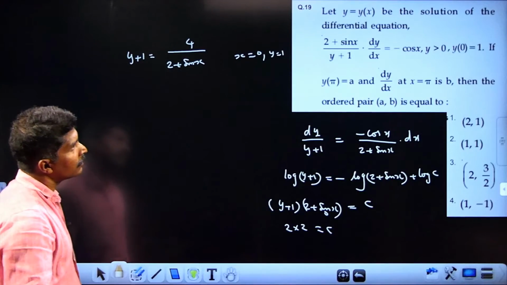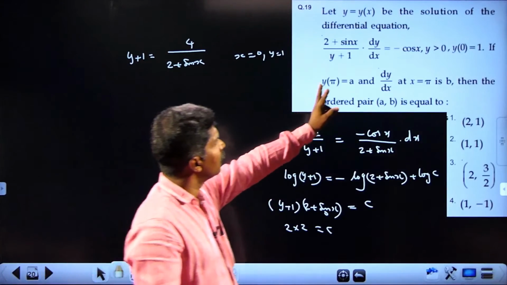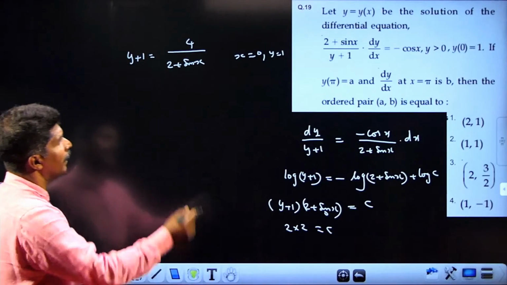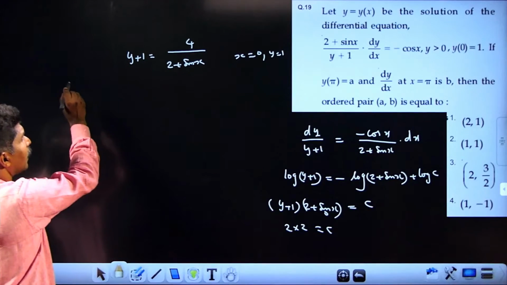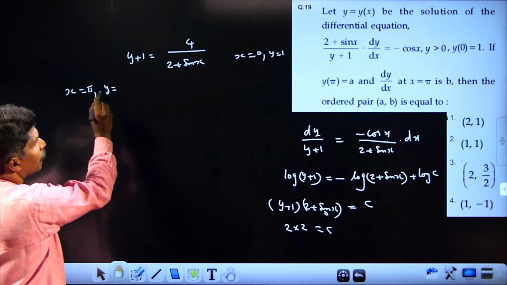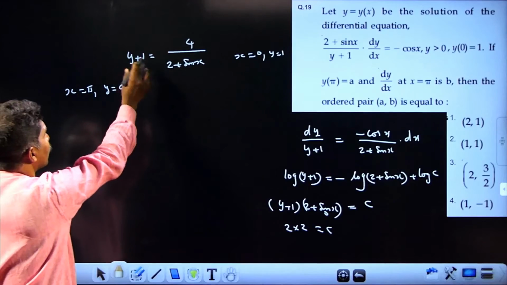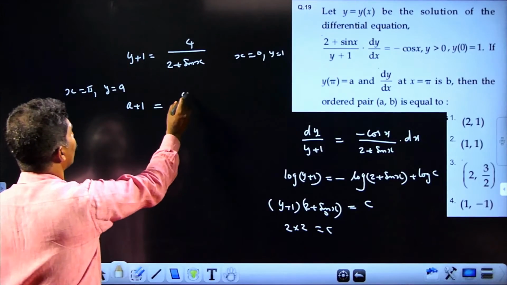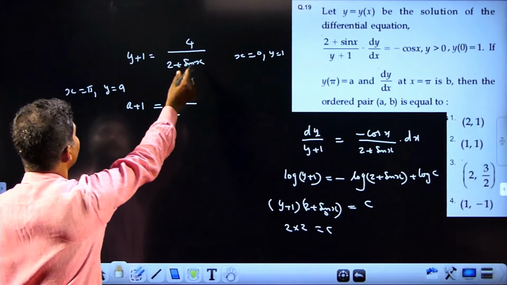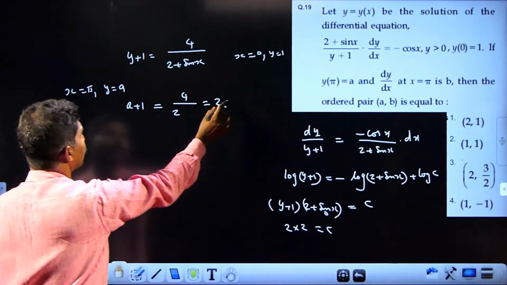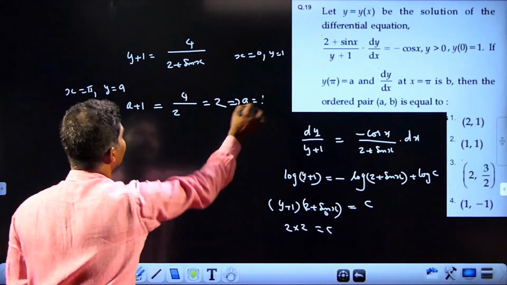That is the equation. Now, what is given? y of pi is equal to a. Put x equal to pi, then y is equal to a. Therefore, a plus 1 is equal to 4 divided by 2 plus sin pi, that is 2 plus 0, which is 2. So a plus 1 is equal to 2, which implies a is equal to 1.